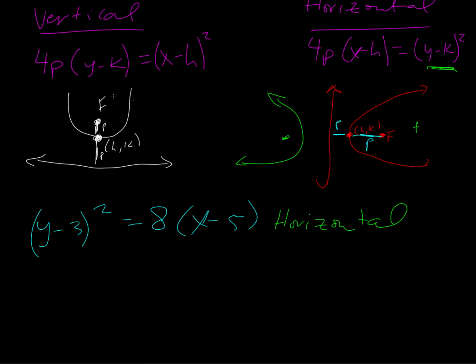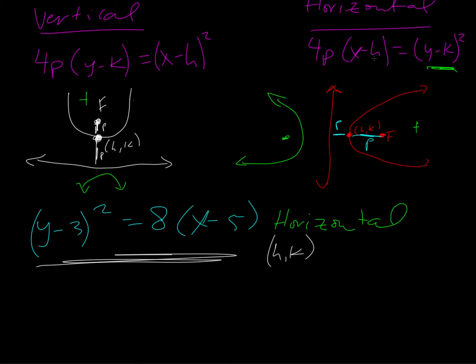With the vertical one, this is a positive one that's shown, and a negative p-value would flip it upside down right there. Okay? So for this one that I wrote in blue, we need to find the vertex, directrix, and the focus.